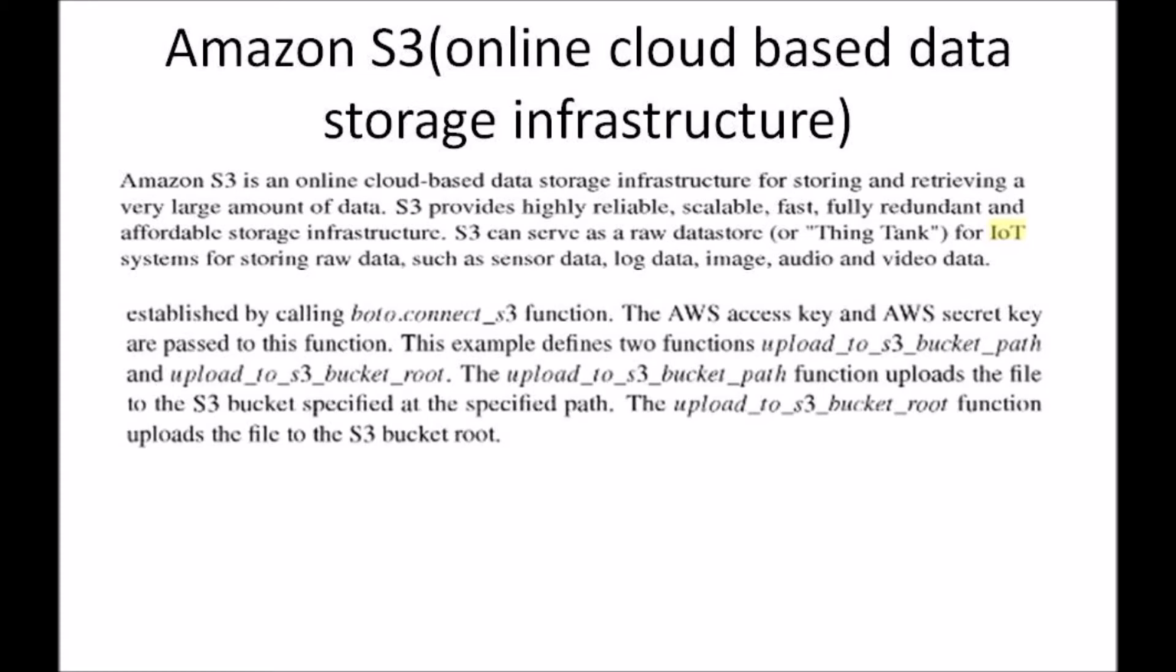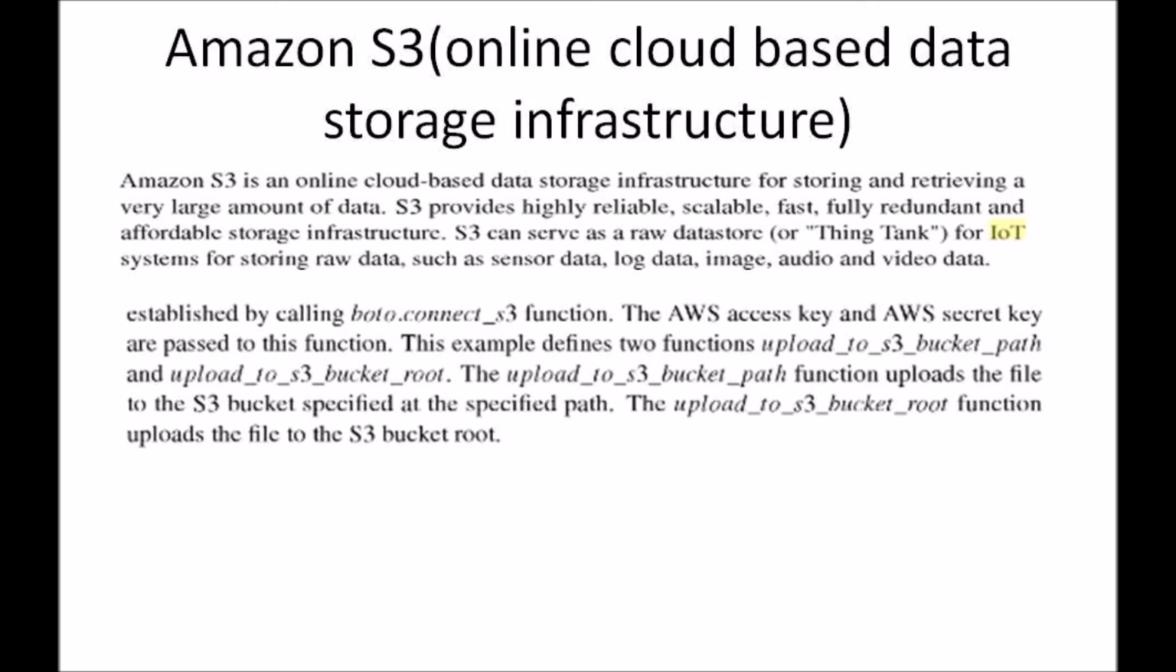The next cloud we are going to discuss is Amazon S3. This is an online cloud storage infrastructure which helps in storing and retrieving very large amounts of data. The beauty of it is that it can serve as a raw data store, which is very important in the context of IoT, because raw data examples include sensor data, log data, image, audio, and video data. This is a very essential type of data in terms of IoT.